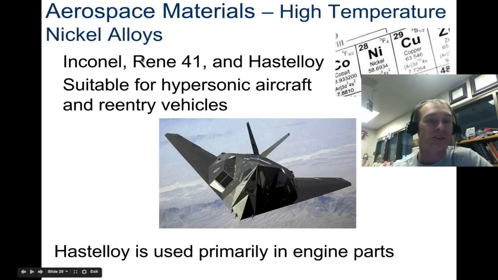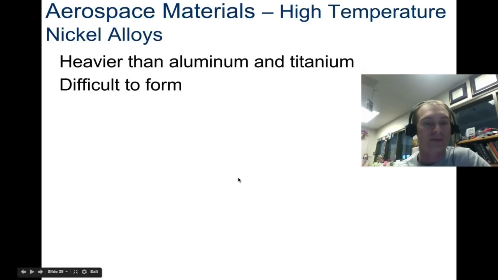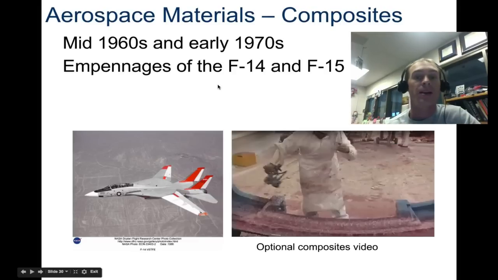Really high temperature nickel alloys, here's a few of them, and these are great for hypersonic aircraft that are getting extremely fast, so they have a lot of drag, and they get really hot through the atmosphere. And this one, Hastelloy, is primarily used in these engine parts. So again, some of these are heavier than aluminum or titanium, difficult to form, but they're really great at heat resistance.